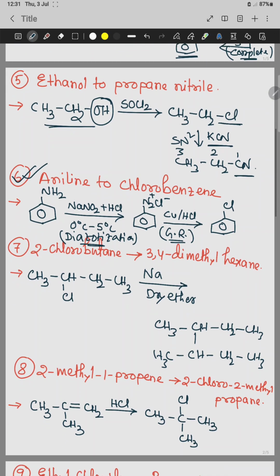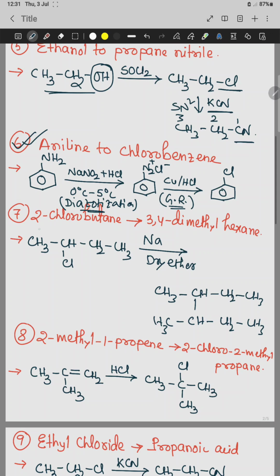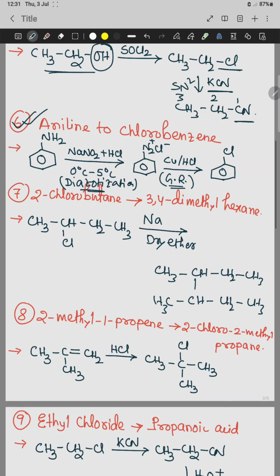Okay, the next one, from 2-chlorobutane to 3,4-dimethylhexane. So how can we do this? This is very simple. We will just do the Wurtz reaction.